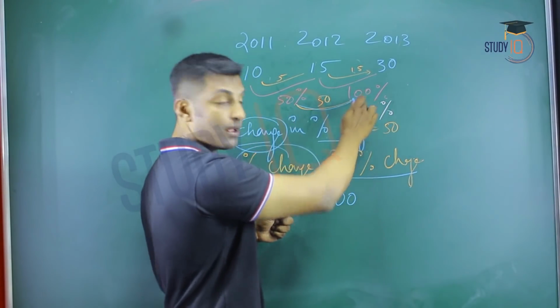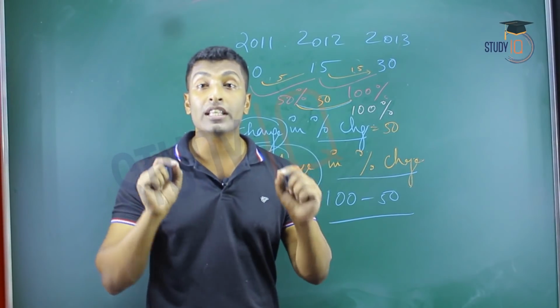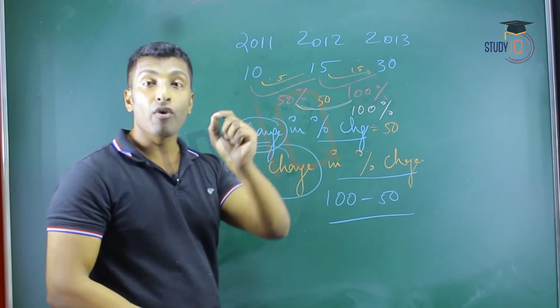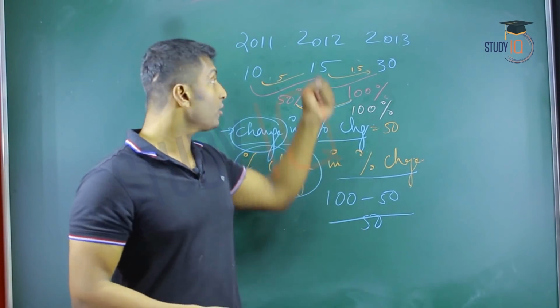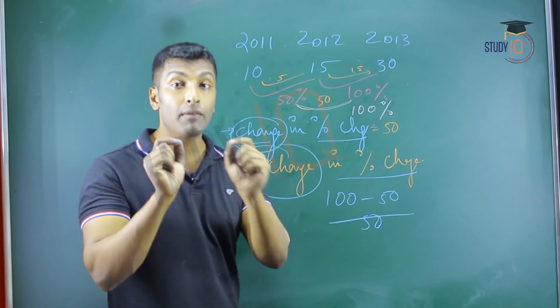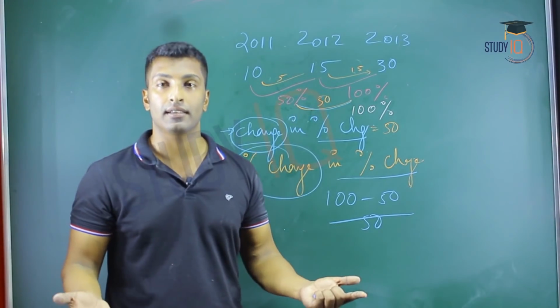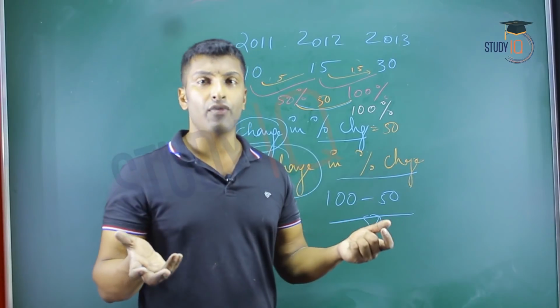100, that is the total final, minus 50. The denominator will be given in the question, with respect to which year. If with respect to 2011-12 is given, then I'll go for 50. If I am saying with respect to 12-13, then divided by 100, that is a different case. But it will be given in the question. If it is not given, you will take this as the initial value. That's it. If it is given, do it accordingly. So you will not face any difficulty.